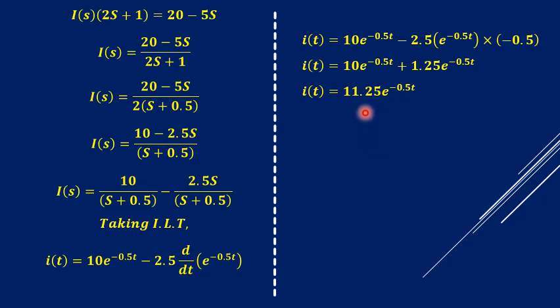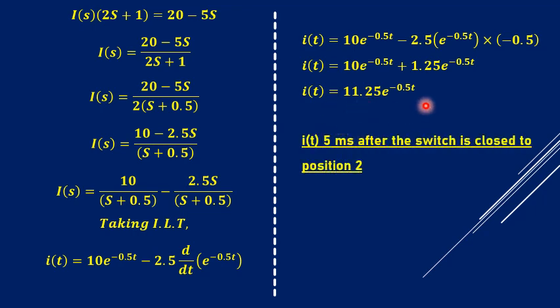So this is the current flowing through the circuit when the switch is closed from position 1 to 2. Now we are asked to find the current 5 millisecond after the switch is closed. So that is, put t equal to 5 milliseconds, that is 0.005. It comes out to be 11.22 amps.